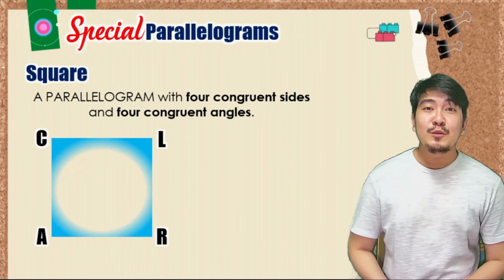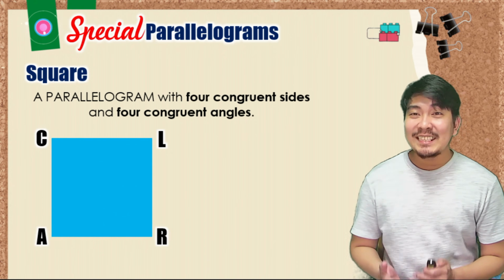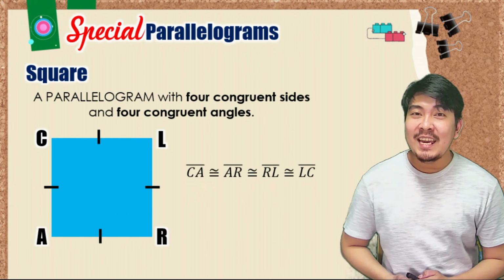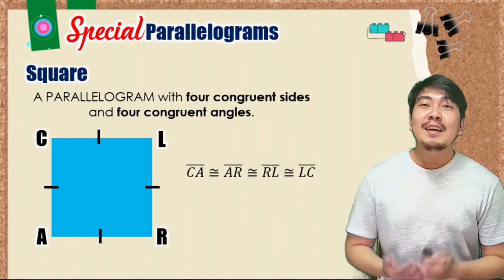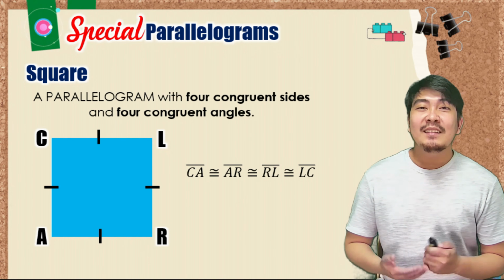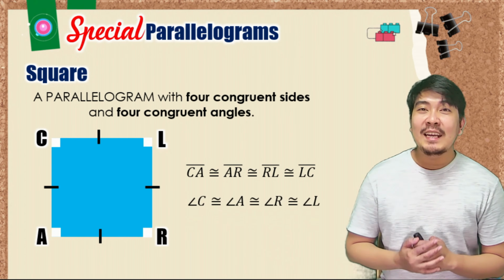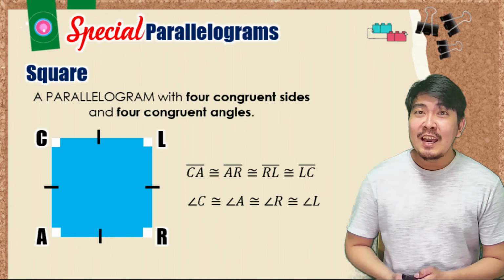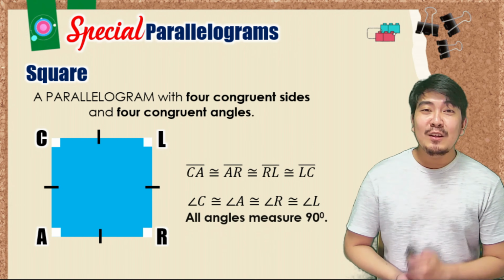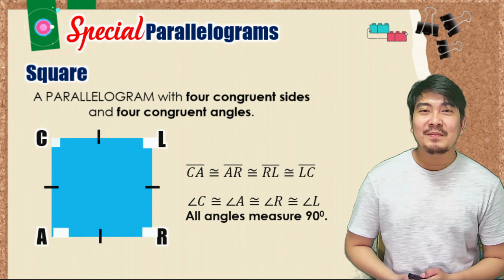So let us now use CARL to illustrate a square. Based on the definition, it is a parallelogram with 4 congruent sides. So we can say that CA is congruent to segment AR, is congruent to segment RL, and congruent to segment LC. At the same time, 4 congruent angles as shown in the figure. We have angle C congruent to angle A, congruent to angle R, and congruent to angle L. And we should take note that all angles measure 90 degrees.